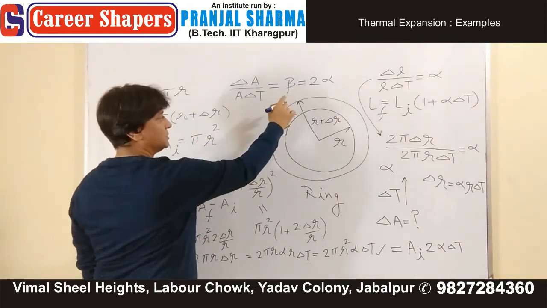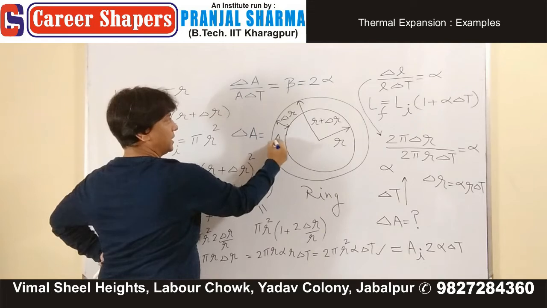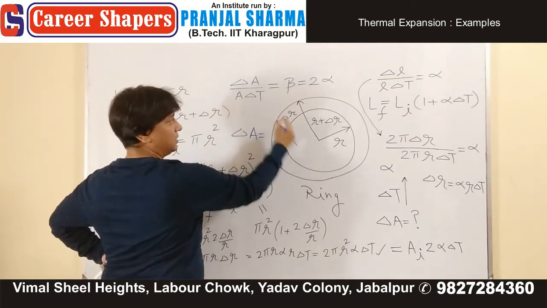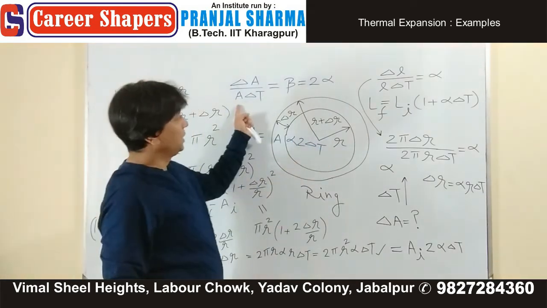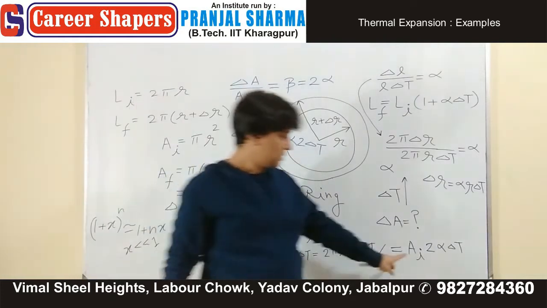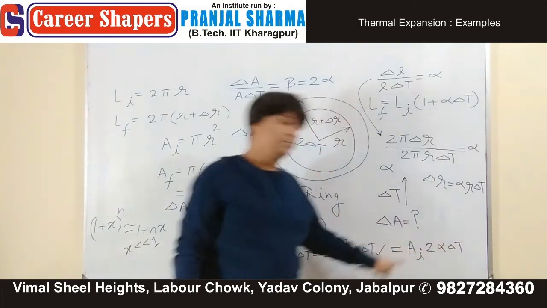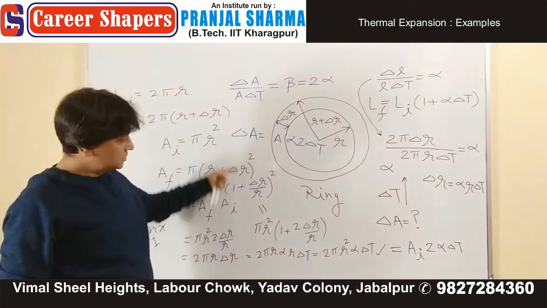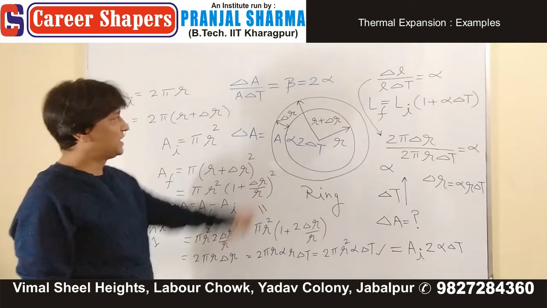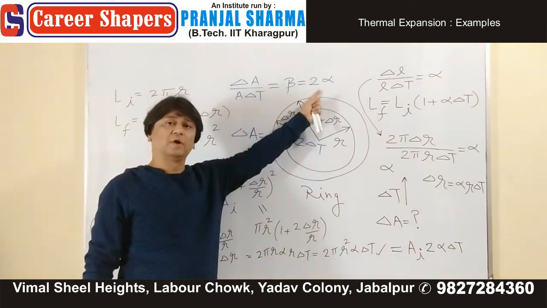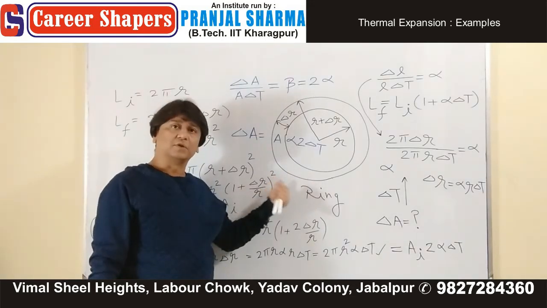This gives us delta A as what? A alpha 2 delta T. A, which is the initial area, 2 alpha delta T. This process of approximation, which we did when we developed the relationship between beta and alpha, can be directly used for something like this.